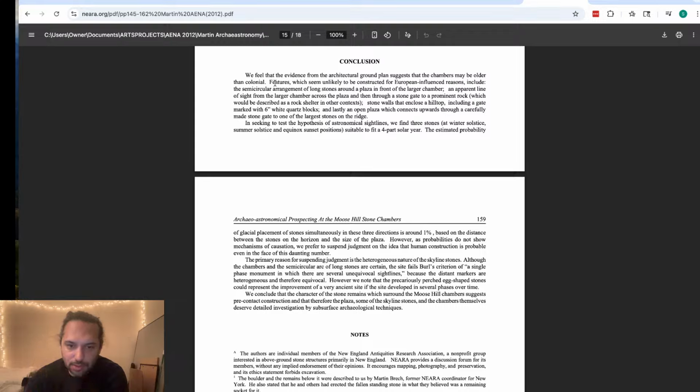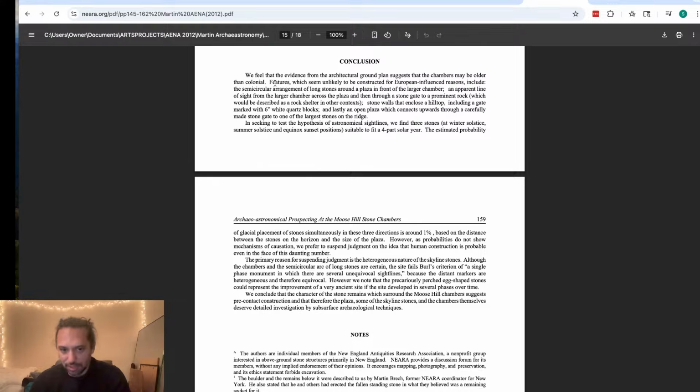However, we note that the precariously perched egg-shaped stones could represent the improvement of a very ancient site if the site developed in several phases over time. We conclude that the character of the stone remains which surround the Moose Hill chambers suggests pre-contact construction, and that therefore the plaza, some of the skyline stones, and the chambers themselves deserve detailed investigation by subsurface archaeological techniques. Okay, interesting. Interesting. It has my interest here.